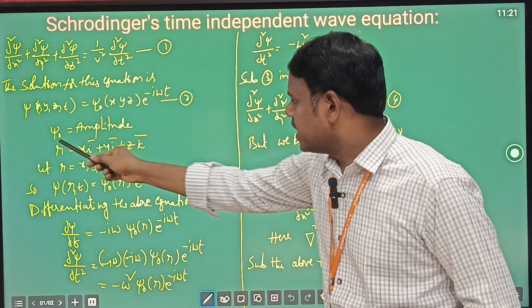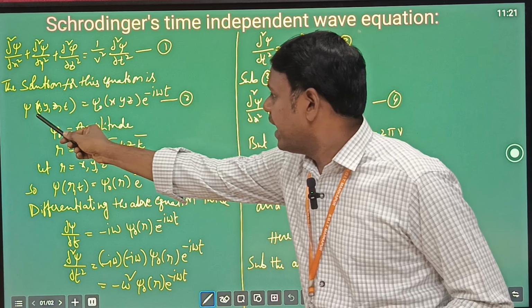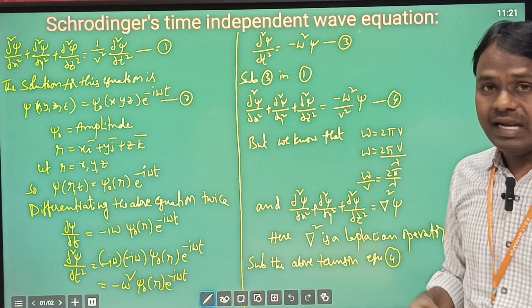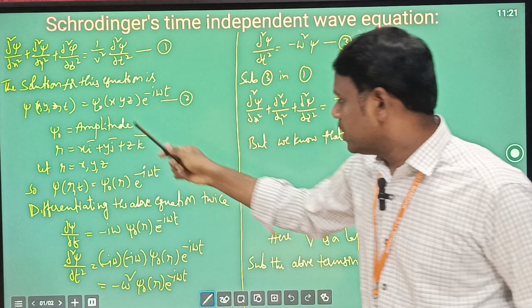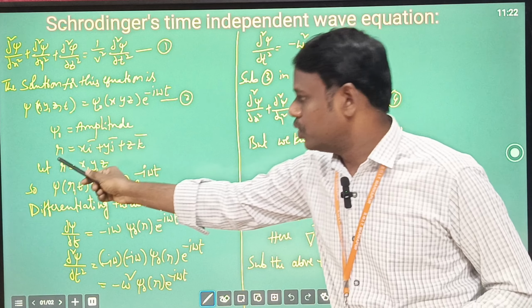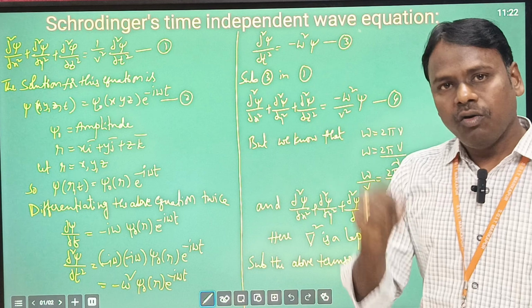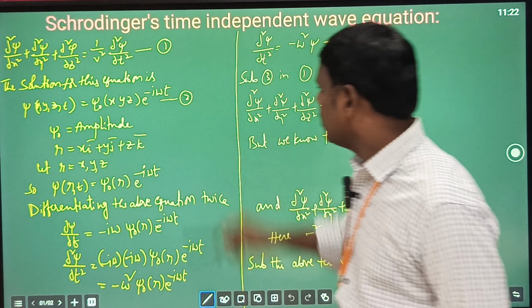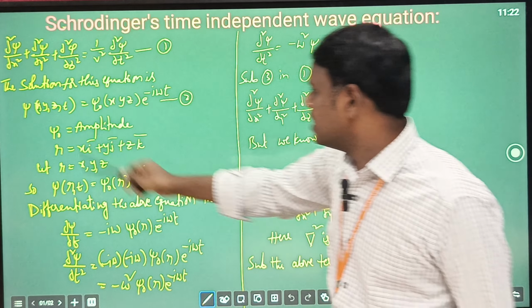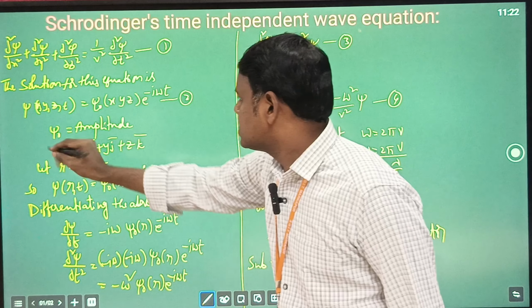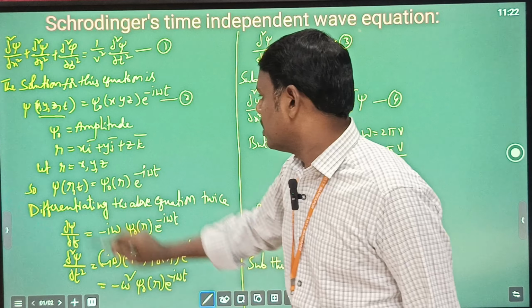See, in this psi naught is the amplitude, and xyz can be replaced with the letter r, because we know the position vector as xi bar plus yj bar plus zk bar is equal to r bar. So we can write r in place of x, y, z. So equation number 2 can be rewritten as psi of r comma t, that means in place of x, y, z we are writing r.